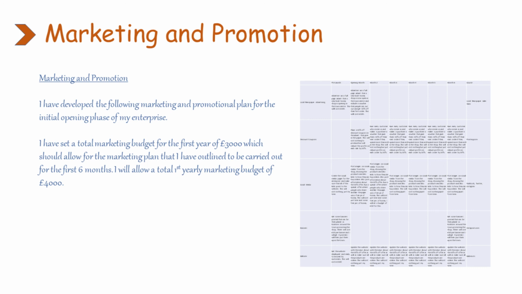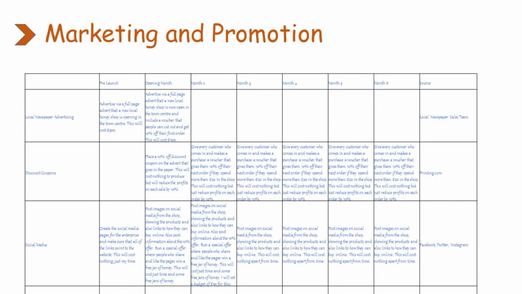So let's have a look in more detail at what the plan actually looks like. Here is an example of the plan. You can see that I've put the method down the left-hand side, and then I've separated it by having a pre-launch, so the month before launch, and then obviously you've got the opening month, and then you've got month 1, 2, 3, 4, all the way through. You can see that there. My final column is a source, in other words, where I got the data from.